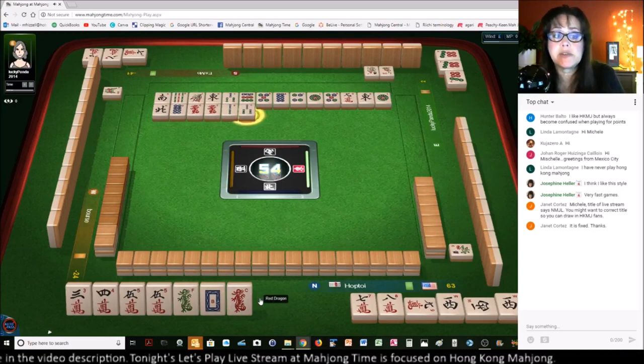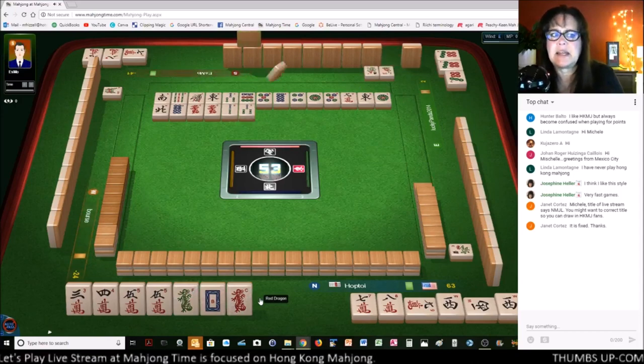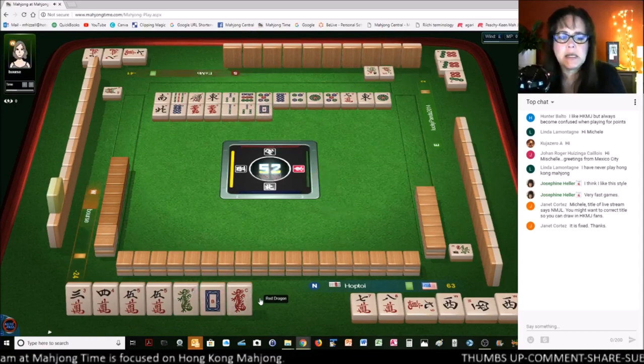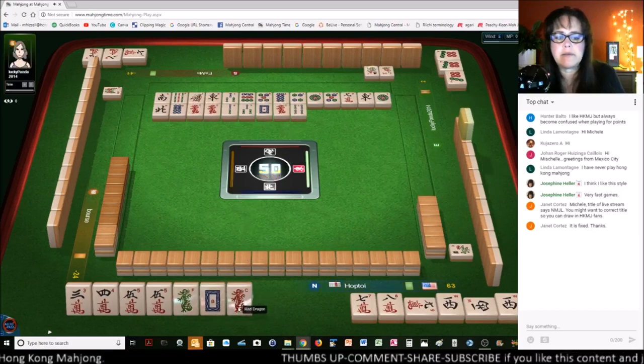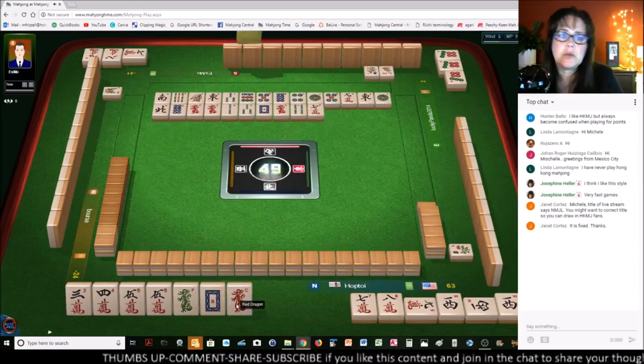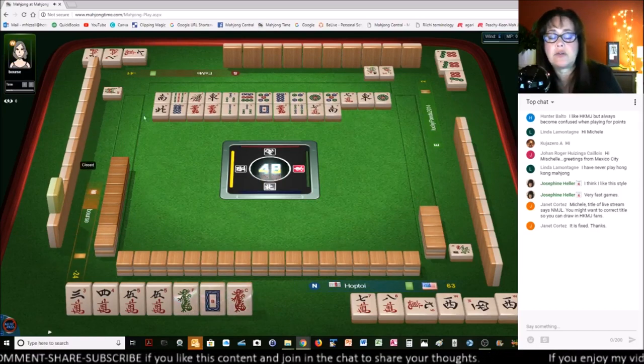You get a fan for your seat wind if it's in a pung. That's what I was trying to explain. I don't think I was very clear about that. So these dragons are probably pretty safe at this point. That red dragon for sure. 100% safe. Well, it's not 100% safe because we have a concealed hand over here.